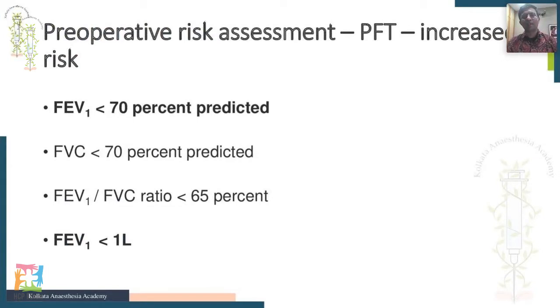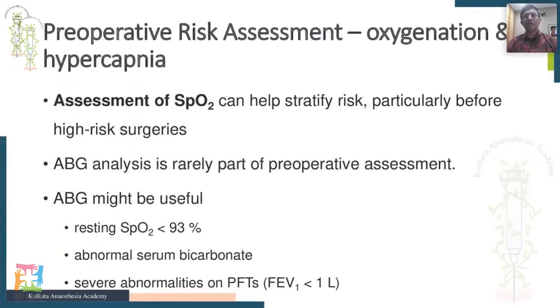These are the kind of things. This is mainly from thoracic and also upper abdominal surgery. So these will be patients with increased risk: an FEV1 of less than 70%, and an FEV1, not the percentage predicted but the absolute value, of less than 1 liter.